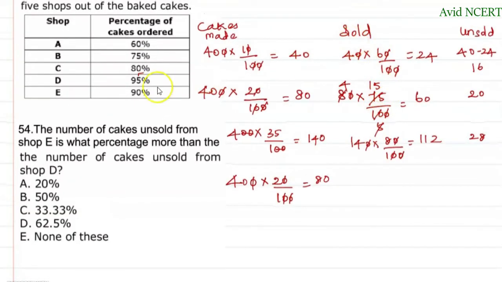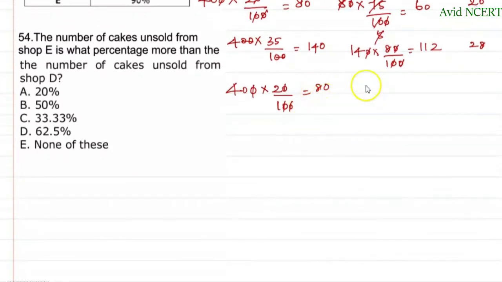And the percentage of cakes sold here is 95%. Out of this 80 cakes, 95% of the cakes are sold, which is again the zeros get cancelled. 2 4 times is 8, 2 5 times is 10, 5 1 times is 5, and the difference is 4, and 5 9 times is 45. So 19 times 4 is 76. So the difference, the unsold cakes, is just 4.